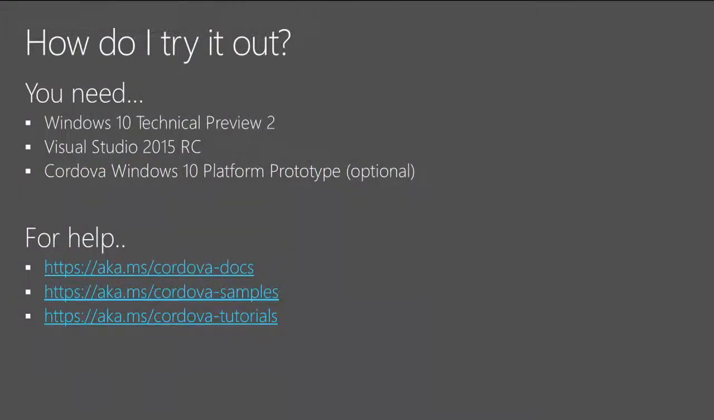Okay, so to try this out, if you want to use Windows, you need Windows 10 Technical Preview. If you want to build for Windows 10, you need Windows 10 Technical Preview. If you just care about 8 and 8.1, then you only need Windows 8, 8.1. Beyond that, for Windows 10, you need Visual Studio 2015 RC. For everything else, you can just use Visual Studio 2013. It's only with Visual Studio 2015 that you can build for Windows 10. Windows 8 and 8.1, you can build with both 2013 and 2015.